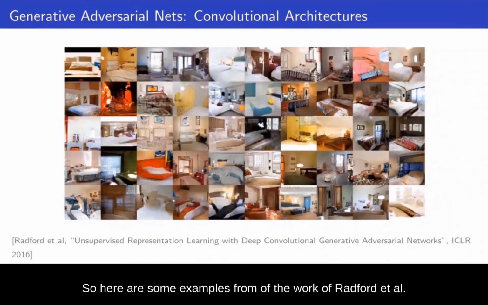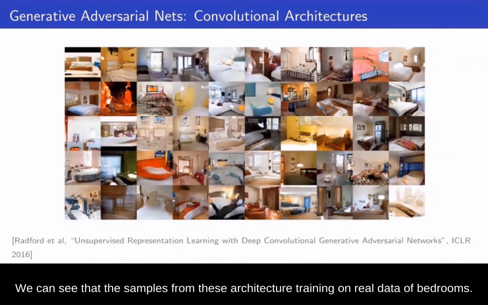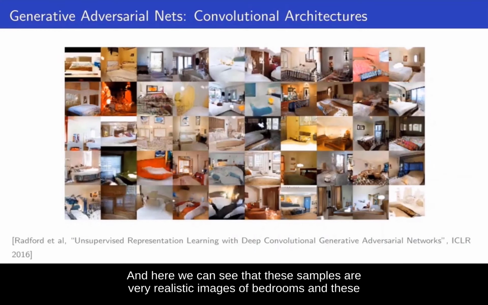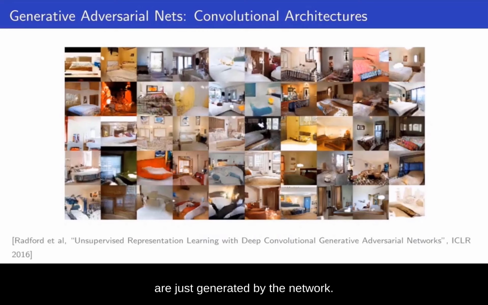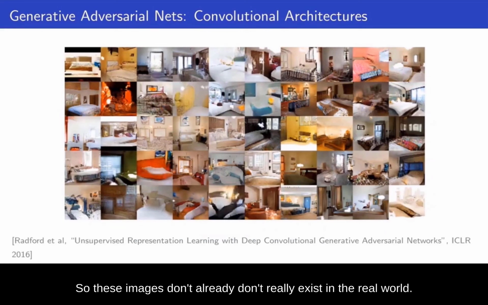So here are some examples from the work of Radford et al. We can see the samples from this architecture trained on real data of bedrooms, and here we can see that the samples are very realistic images of bedrooms, and these are just generated by the network. So these images don't really exist in the real world.